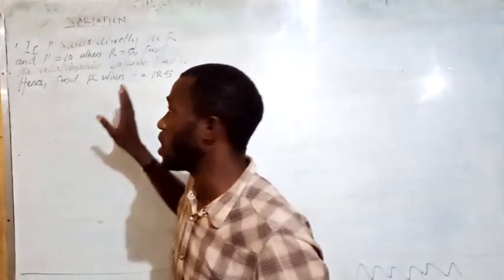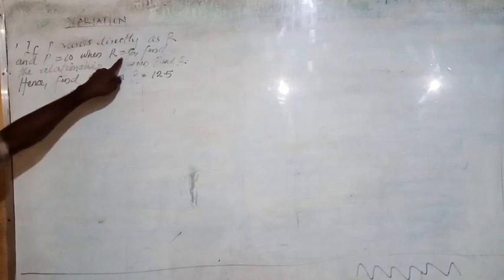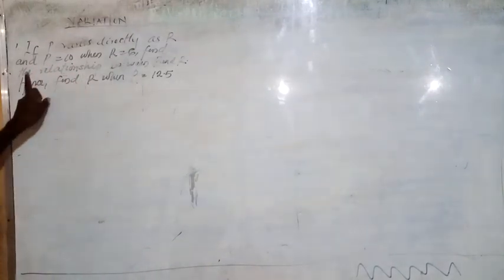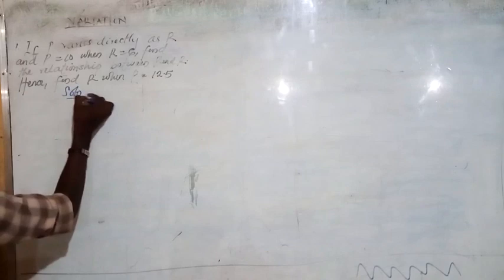So for this one, it's a direct variation question. It says if P varies directly as R and P is equal to 10 when R is equal to 6, find the relationship between P and R. Hence, find R when P is equal to 12.5. So now let's solve this question. It's a very simple question. We're going to solve it just as we are reading.